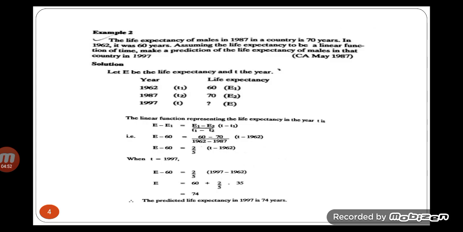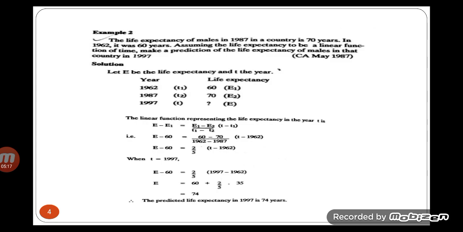As we have seen in the first problem, here we are going to calculate the life expectancy for the year. In the previous problem we calculated the salary for the year. So the given is 1962 as 60 years, 1987 as 70 years, and 1997 is the question mark. We are going to calculate that.